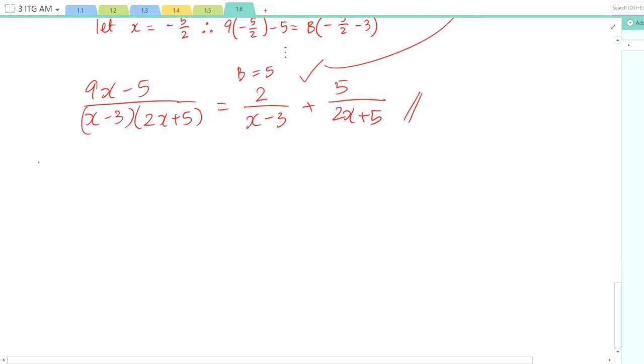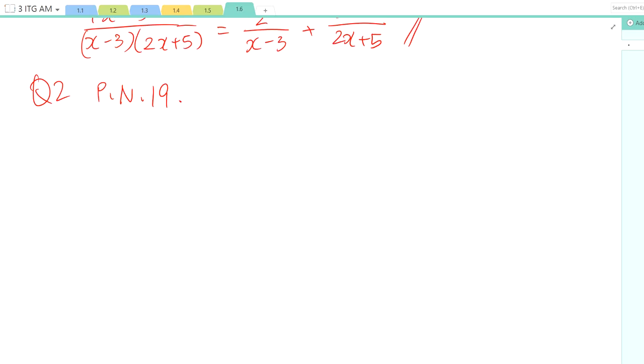Now, please take some time to do question 2 of try it or practice now 19. And after practice now 19 question 2, we're going to take a look at the second case where we have repeated linear factors in the denominator. So what does that mean?